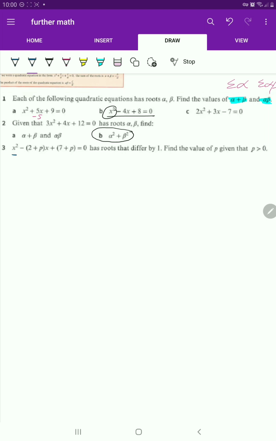x squared minus 2 alpha x plus 7 plus p is equal to 0 has roots that differ by 1. Find the value of p given that p is greater than 0. What is the meaning of this? We know that alpha plus beta, the sum, is equal to 2 plus p. That's what we know. And we know that alpha times beta is 7 plus p.